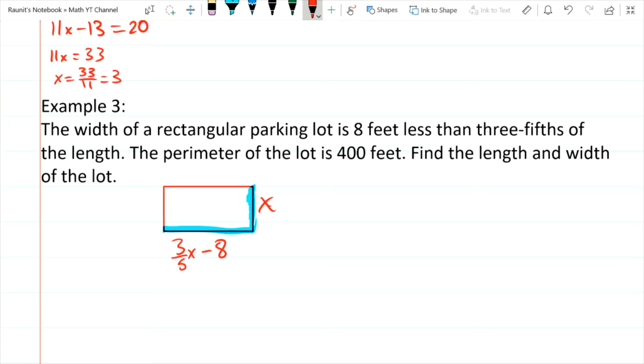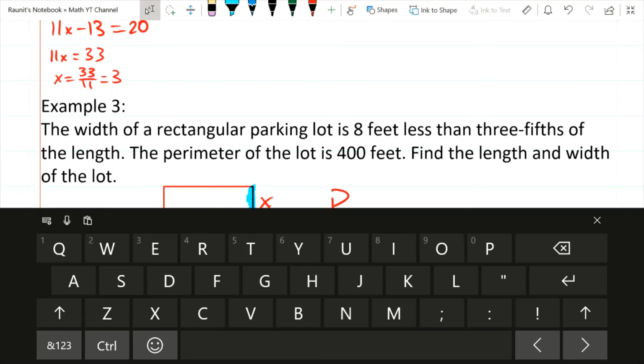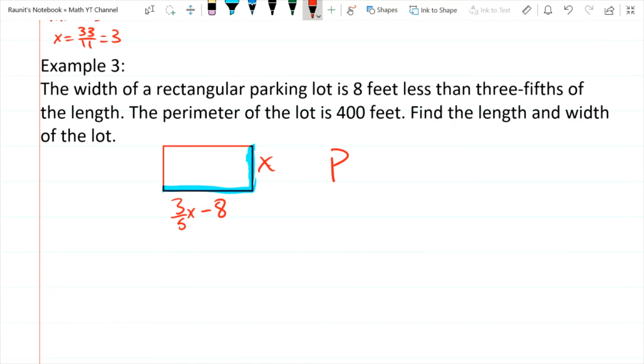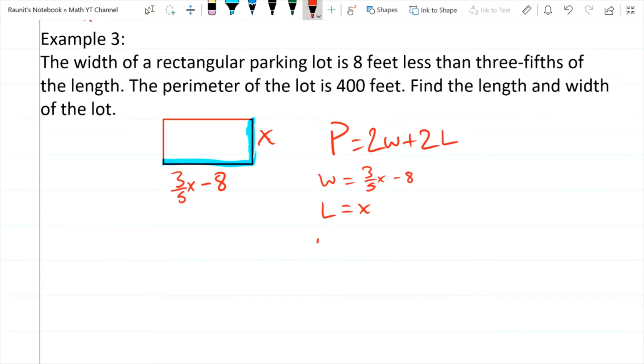And then the perimeter is 400 feet. So now I'm going to tell you a perimeter formula. The perimeter, you would write as an uppercase P, is equal to 2W plus 2L. So 2 times width plus 2 times length. In this case we have W equals 3/5 x minus 8, and length is equal to x. Now we're just going to plug that into the formula and then solve for x.